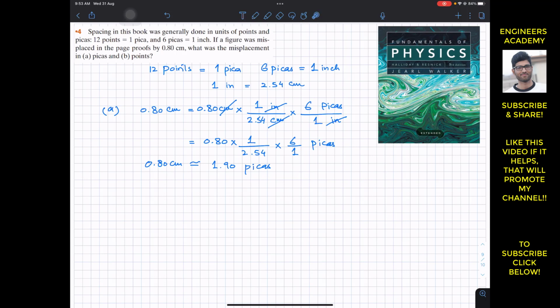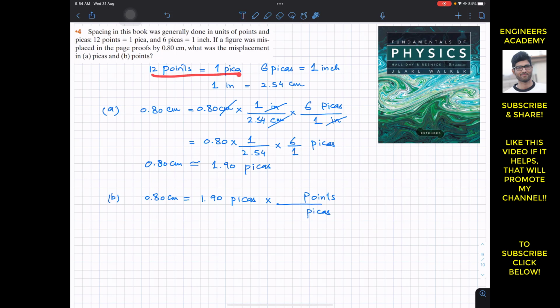Now in the second part, we need to convert this 0.80 centimeter into points. So now we can write that for part B, 0.80 centimeter is equal to 0.89 picas. And now we need to cancel out this picas, so we need to multiply it by a fraction, and in the denominator we need to have this picas. And then since we want to convert this into points, we need to write the conversion between picas and points. So in the numerator I will write points.